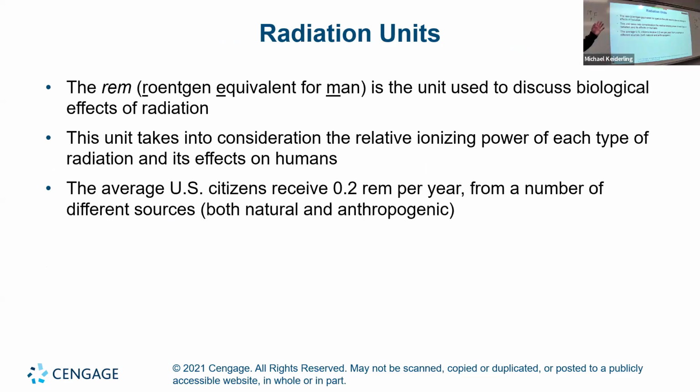There's like 3 million different units for measuring radiation exposure. It's really kind of unfortunate. But the REM, the Röntgen equivalent for man, is the unit used to discuss biological effects of radiation. This unit takes into consideration the relative ionizing power of each type of radiation and its effects on humans. And the average US citizen receives around 0.2 REM per year from a number of different sources, both natural and man-made. Like, no matter what, you're going to be exposed to radiation.